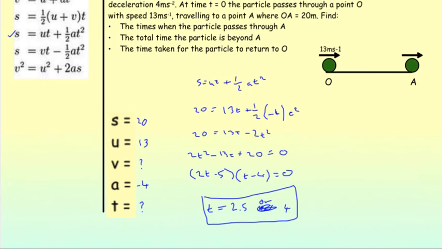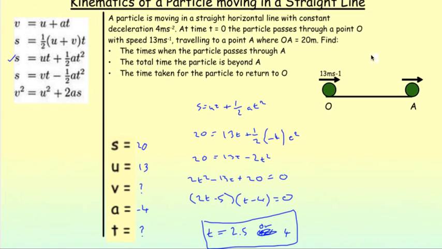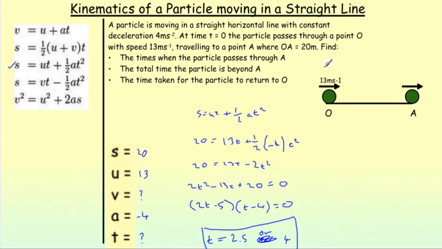So just if we want to visualize that, it starts at O, goes to A. It takes 2.5 seconds to reach it. Then it goes on for another little bit, and it's still decelerating, and eventually it comes back on itself. And after 4 seconds, it will be back here again at A on the return journey.